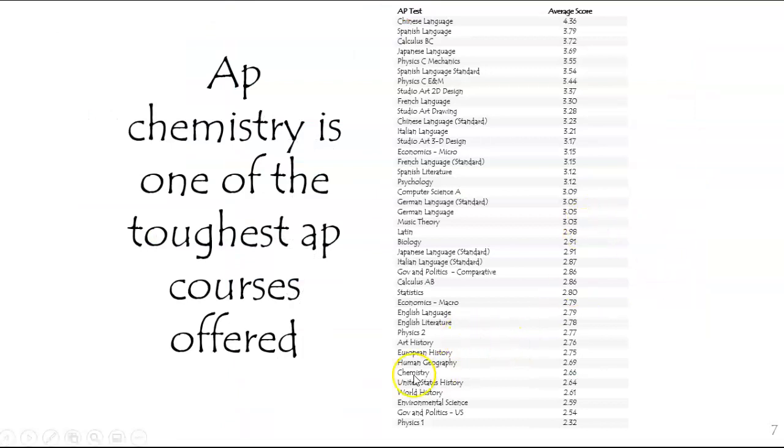The average test scores for AP Chemistry historically have been in the 2.6 to 2.7 range, making it one of the more challenging AP courses. And be aware that typically you need a 3 or better to get college credit, and this can vary greatly from school to school.